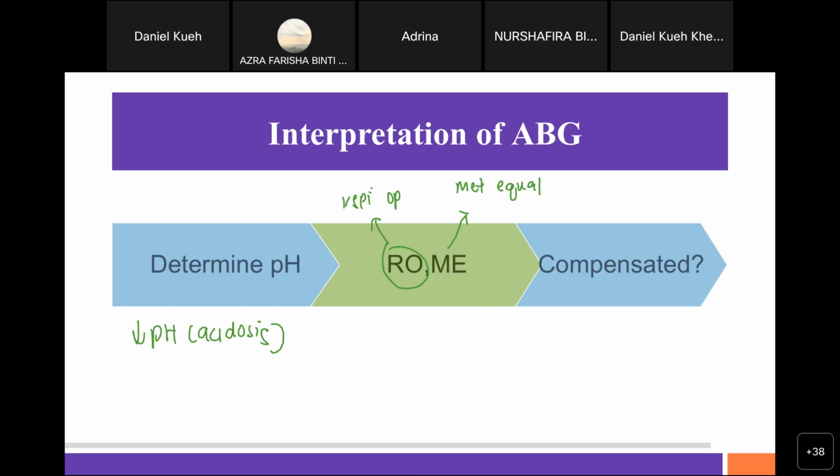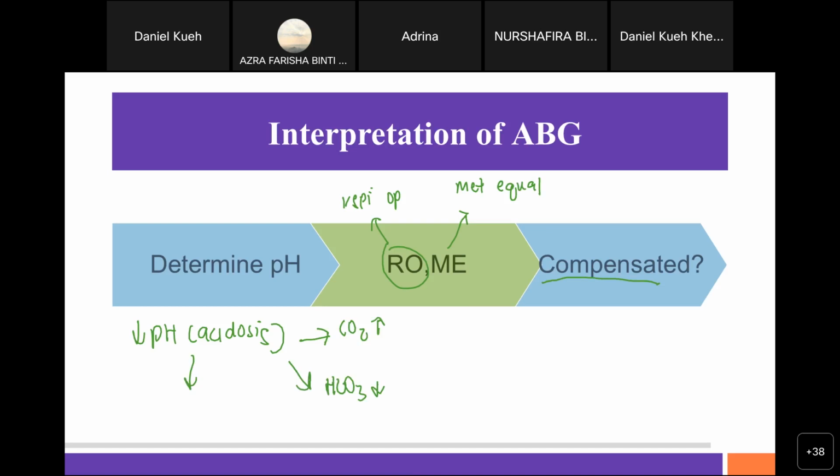So maksudnya, if your pH is low, it is expected your CO2 to be high because opposite. If it's a respiratory cause, if it's a metabolic cause, then you have bicarbonate ion also low. Same goes to alkalosis. It's just the opposite way. And then how do you want to determine if it's compensated or not?